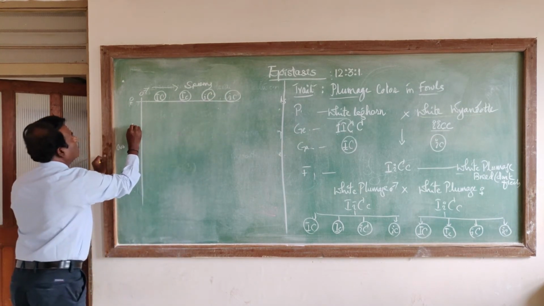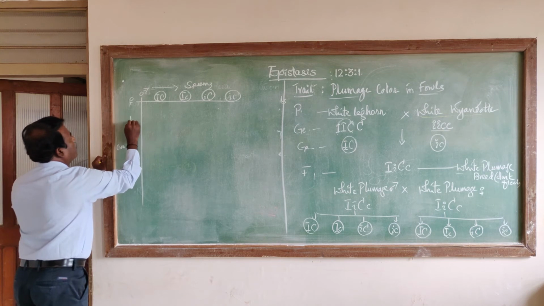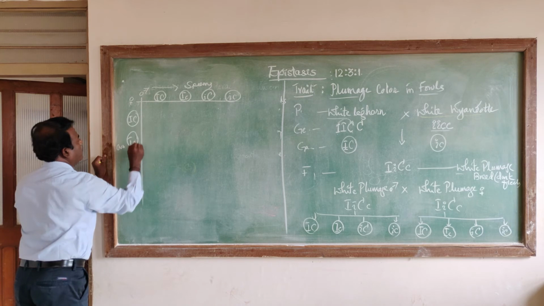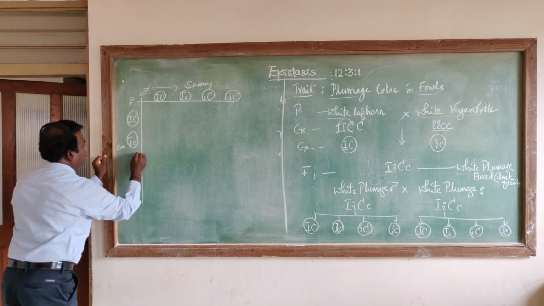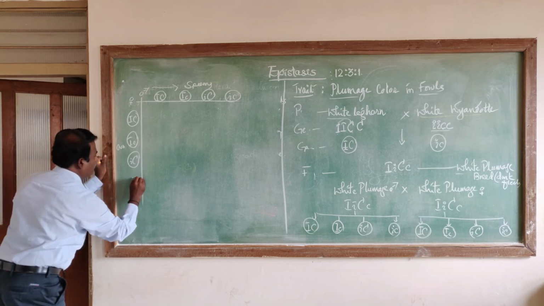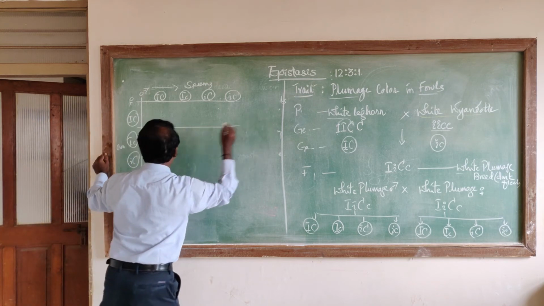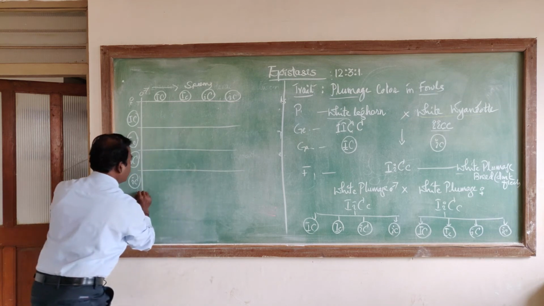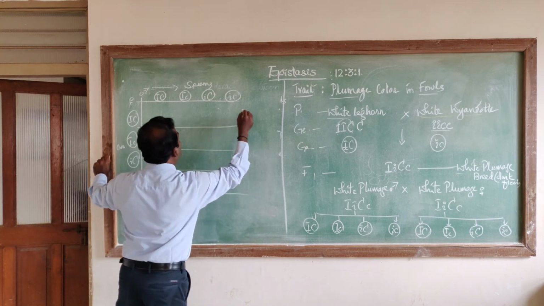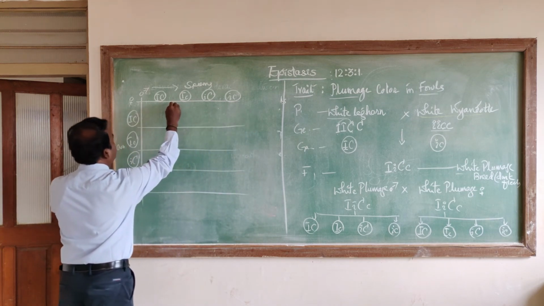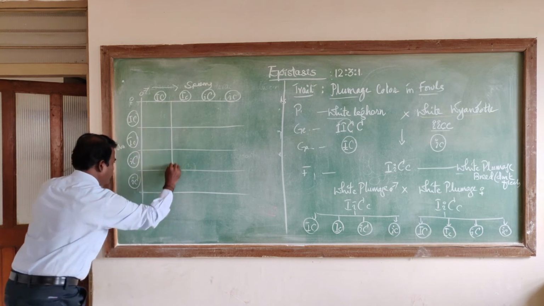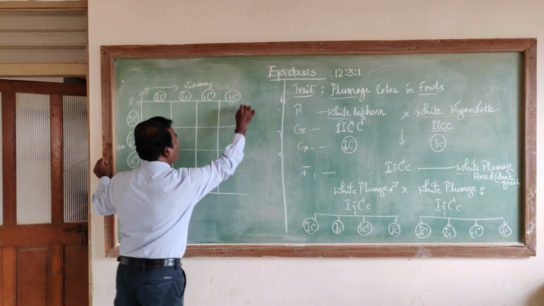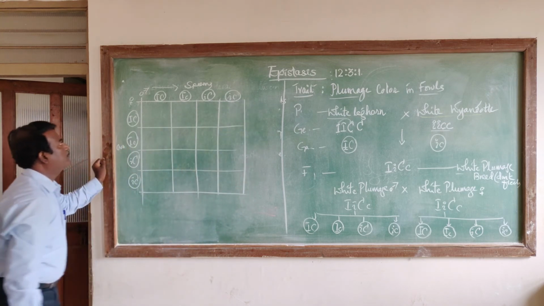Similarly here also we get capital I capital C, capital I small c, small i capital C, and small i small c. So that we get 16 genotypes. I write a little bit fast. There is nothing difficult in understanding this. Make 4 columns and 4 rows, so we get 16 genotypes.